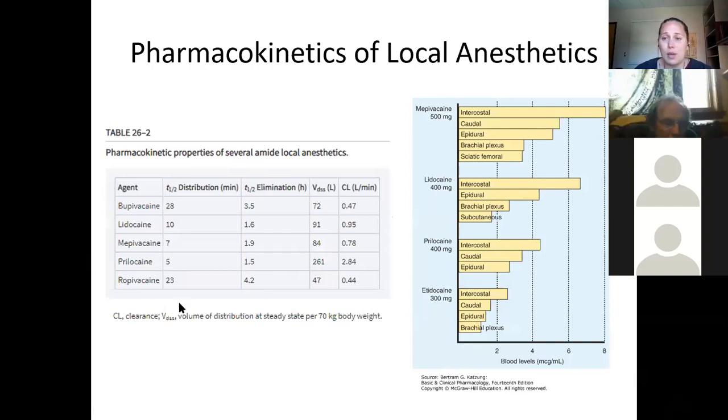So this is just a nice table that outlines some of the amide local anesthetics, their distribution, elimination, and so forth. So you're also looking at their clearance here. So it's just nice to get a relative understanding of how these drugs behave metabolically.